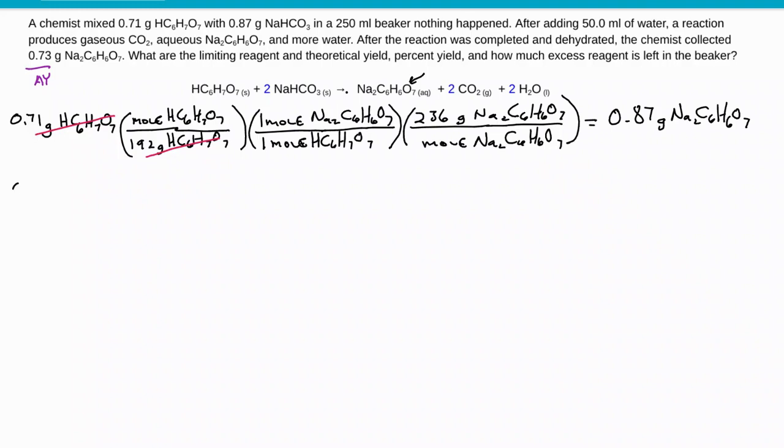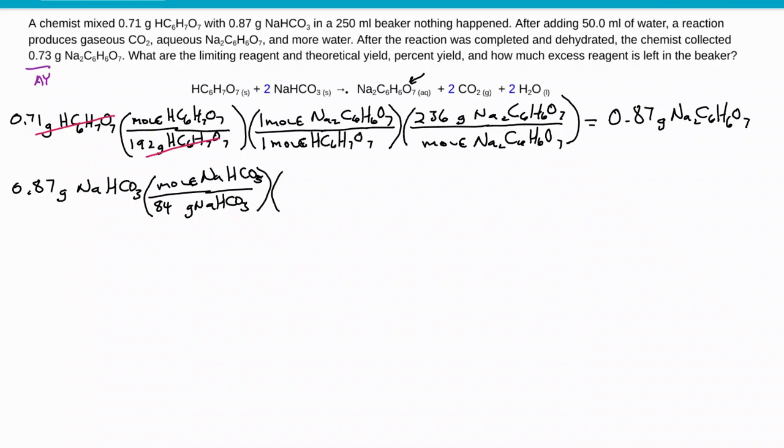We take the 0.87 grams baking soda, and now we convert this into the disodium citrate. So whatever unit's on top, put on the bottom, parenthesis, fraction bar, grams NaHCO3, that's the baking soda. And the molar mass of baking soda is 84 grams per mole NaHCO3.